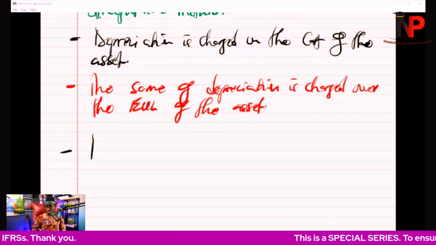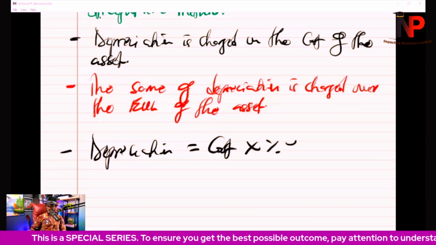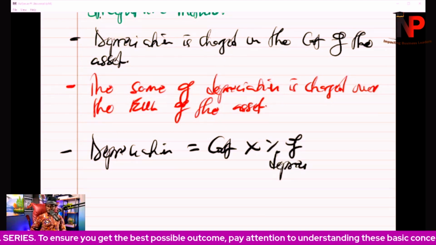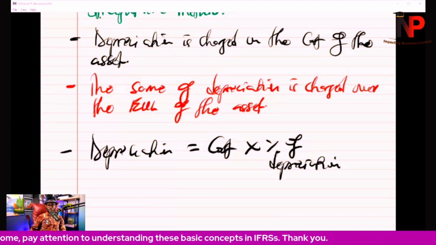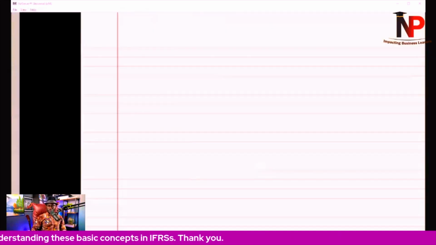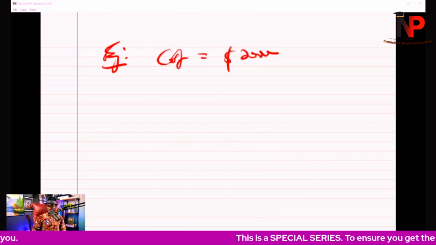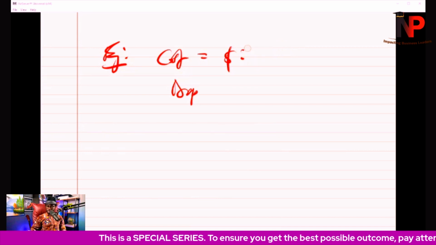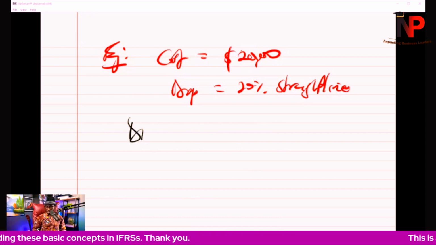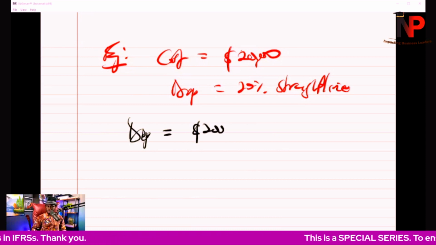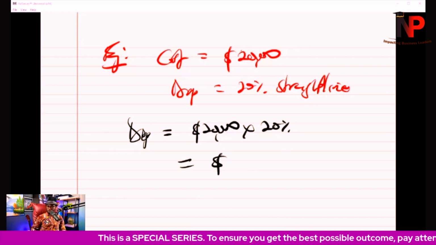So by method, we say that depreciation can be equal to the cost of the asset multiplied by the percentage of depreciation, because sometimes in a given question, the examiner will tell you that depreciation is 20% straight line, 25% straight line. So if the examiner says depreciation is 20% straight line and the cost of the asset is $20,000, what does that mean? It means that in principle, our depreciation for the year is going to be $20,000 multiplied by 20%, and that is going to be an amount of $4,000.